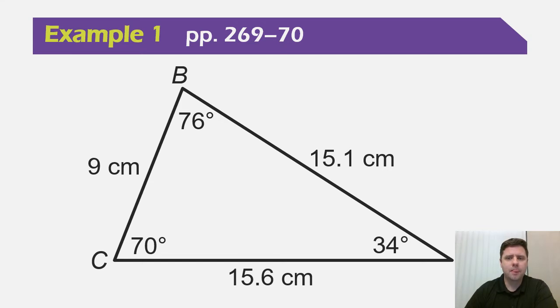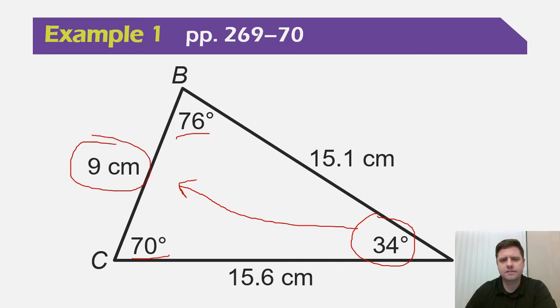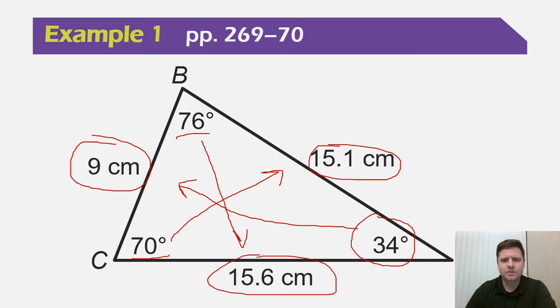All right, so again, in the problem that we just did together, notice that here's our angle 34 degrees. These other ones are 76 and 70. Note that opposite 34 degrees is a side of 9 centimeters. Notice the one opposite the 70 is 15.1. And as we would expect, the one opposite the 76 degrees is 15.6. So again, you can check your answers afterward because this will always be the case within a triangle.